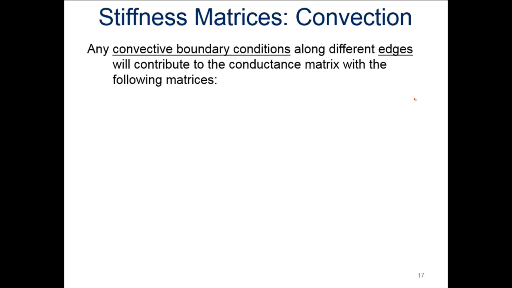All right, so let's apply some boundary conditions. What do those look like? All right, so any convective boundary condition along different edges will contribute to the conductance matrix. So we added into the matrix we just came up with the 2 terms for conduction in the x direction and conduction in the y direction. It would add into those matrices, that contribution there.